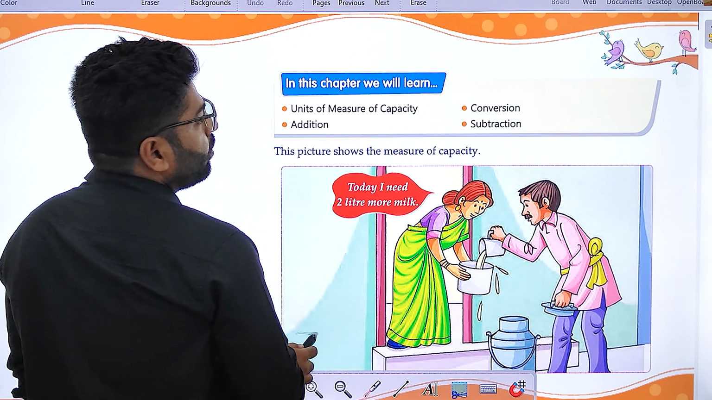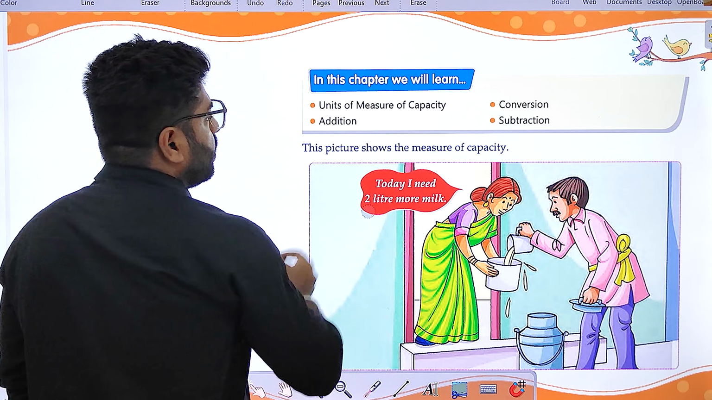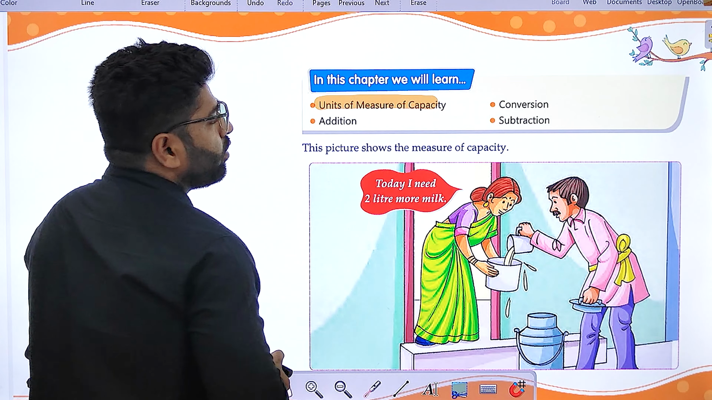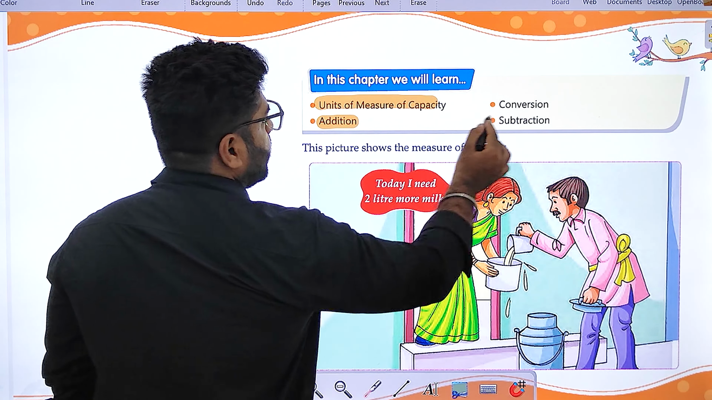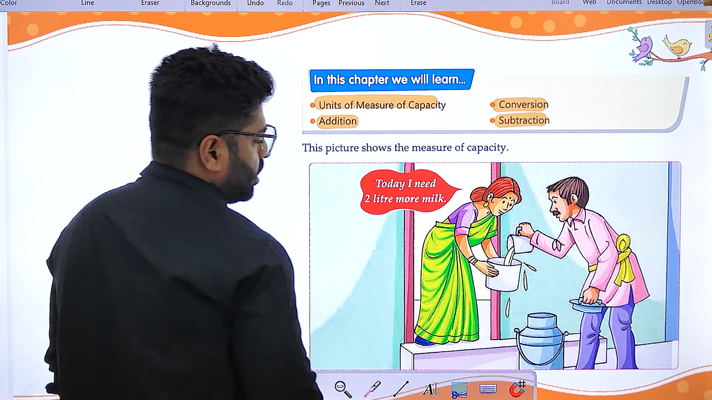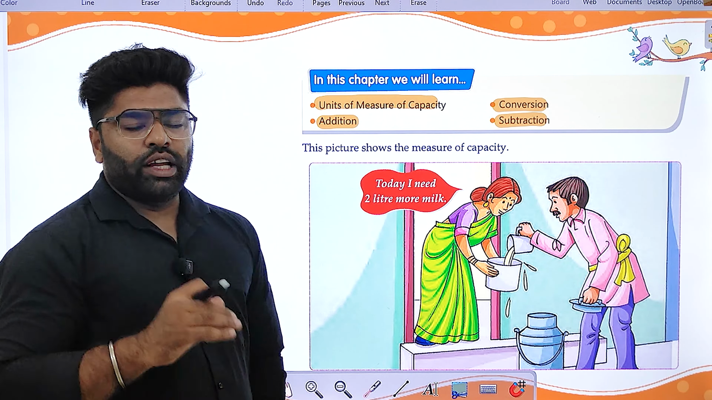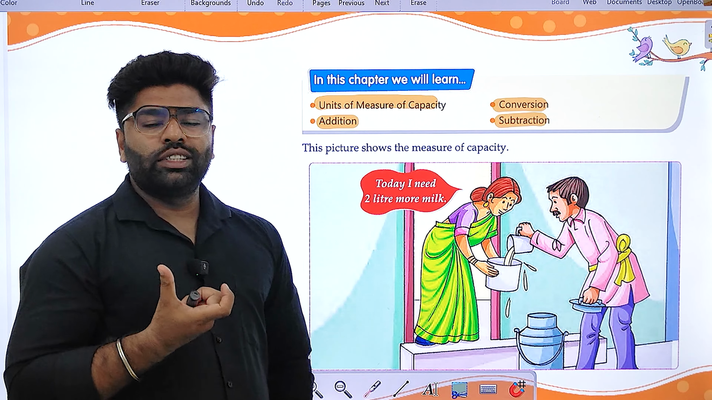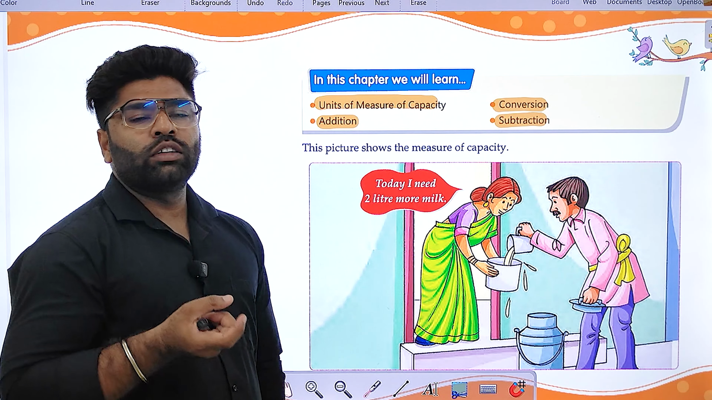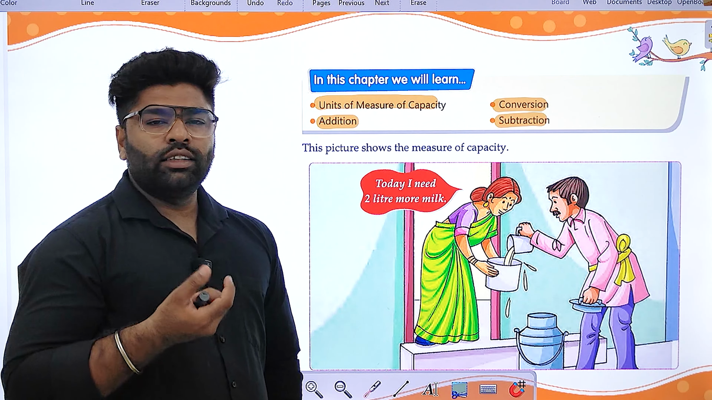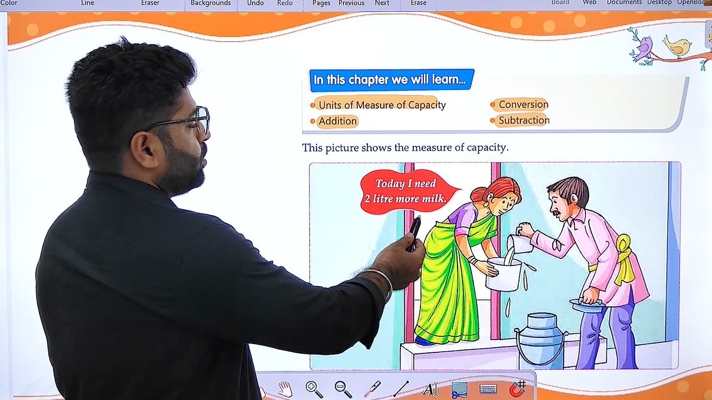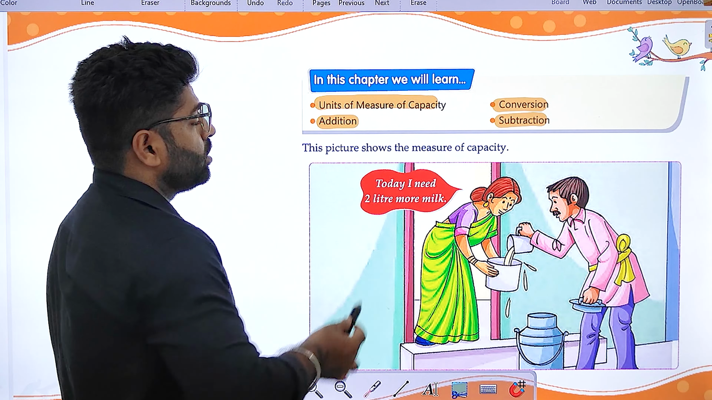Okay, here we are having some topics just like units of measure of capacity, addition, conversion, subtraction. So here is a picture. When you are going to measure the liquid state of things just like milk, water and cold drink, ghee, something else, then we are going to use our capacity concept.